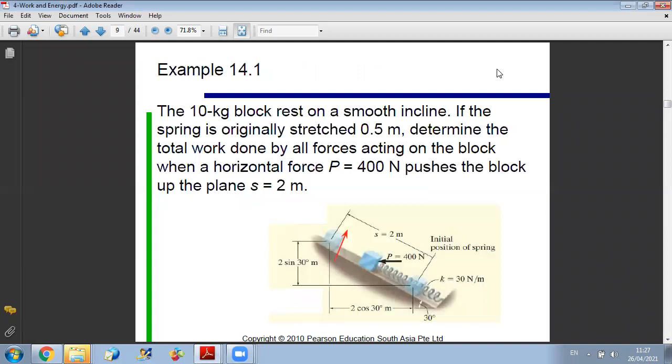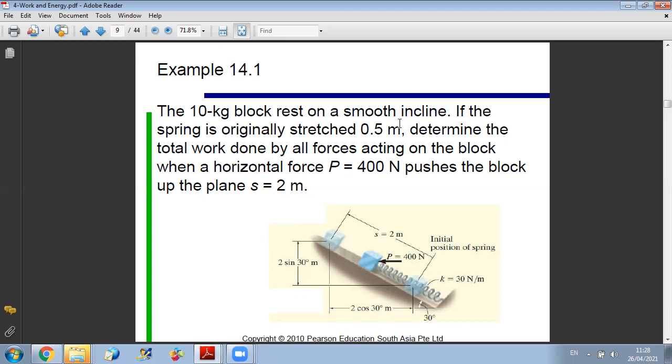Well, let us do an application on work of forces. The 10 kilogram block rests on a smooth incline. If the spring is originally stretched 0.5 meters, determine the total work done by all forces acting on the block when a horizontal force P of 400 Newton pushes the block up the plane a distance of 2 meters.